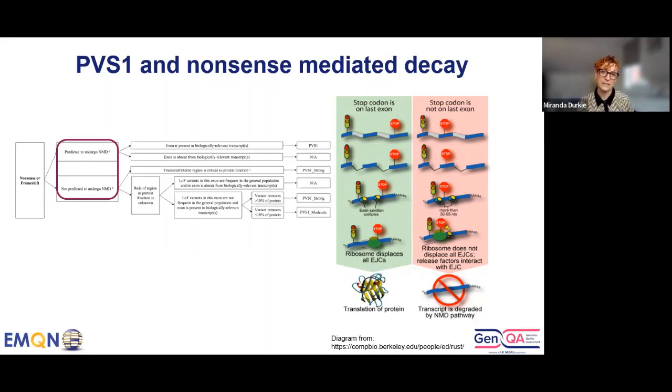On the left hand side of that schematic, it's showing you where you get a stop in the last exon of the gene, and the ribosome is able to displace all the exon junction complexes, and therefore that RNA would be translated into protein. It might be a truncated protein, but it would still be present. However, on the right-hand side, if you've got a termination codon further upstream in one of the preceding exons, then the ribosome can't displace those EJCs and you trigger the nonsense-mediated decay pathway, and you get complete degradation of that RNA, and then you get no protein produced.